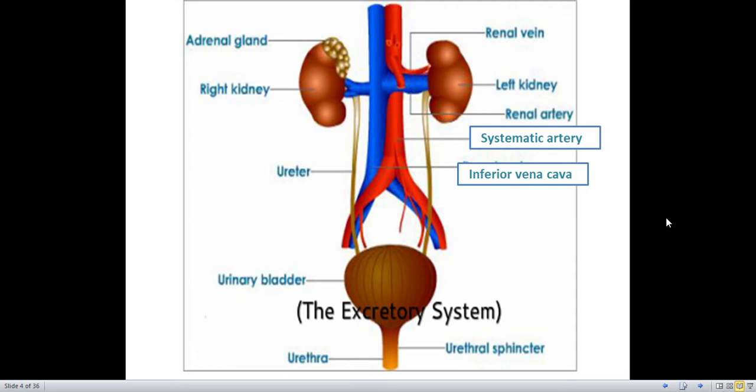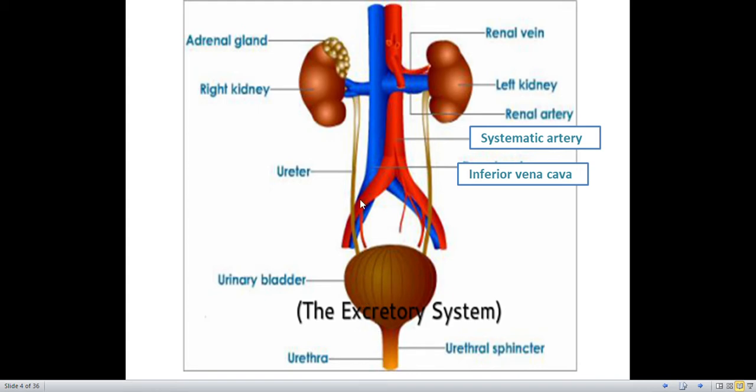A pair of kidneys and other organs are organized to form urinary system. The main parts of the urinary system are the two kidneys. This is the right kidney, left kidney, pair of ureters, urinary bladder, urethra. Again, pair of kidneys, right kidney and left kidney, pair of ureters, urinary bladder and urethra.